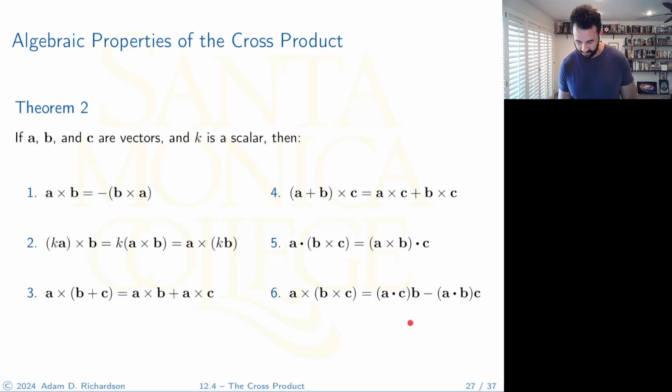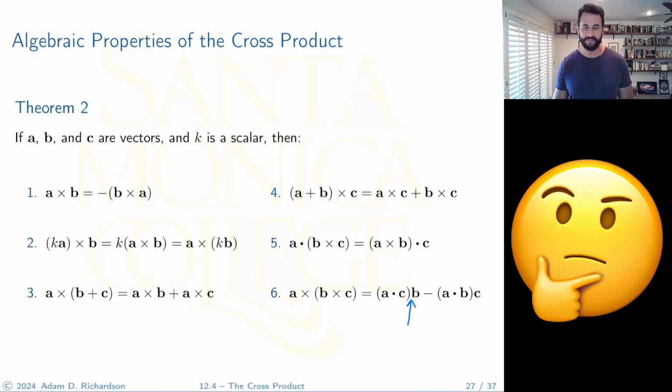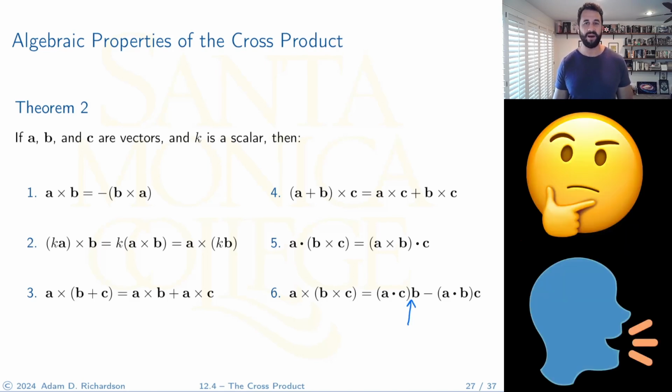So this is a good one to take note of, because what do I mean right here? What's going on here? What operation is occurring here? Think about it. Say something out loud. What operation do you think is occurring there?